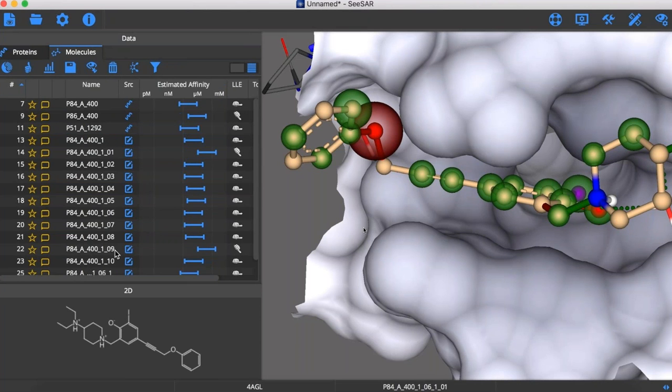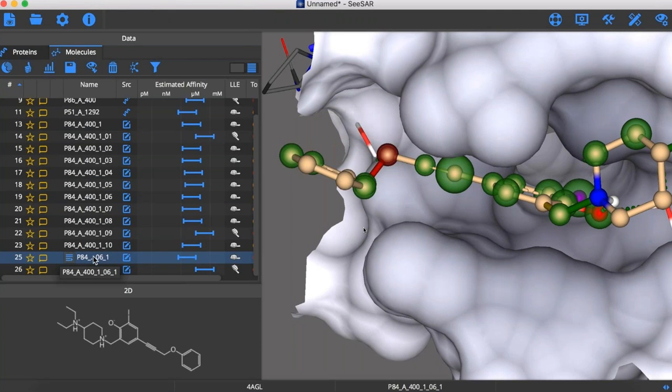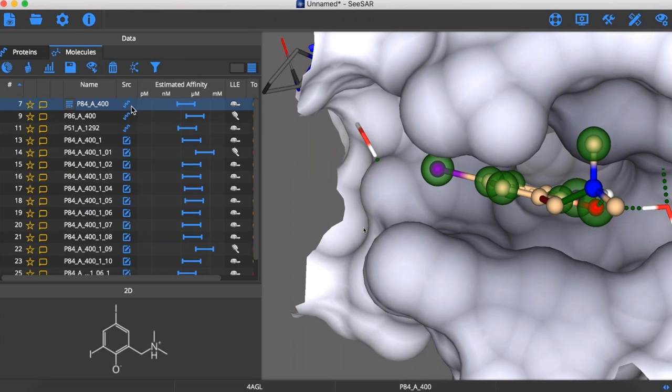There we are. And you can see that placement 6_1 actually has good affinity. I can sort by the affinity to kind of flush it to the top. You have to click one more time. There it is. And you can see that this is indeed a very good placement.